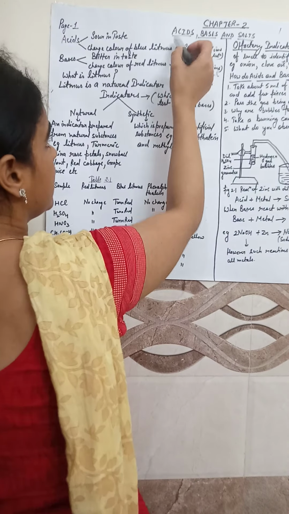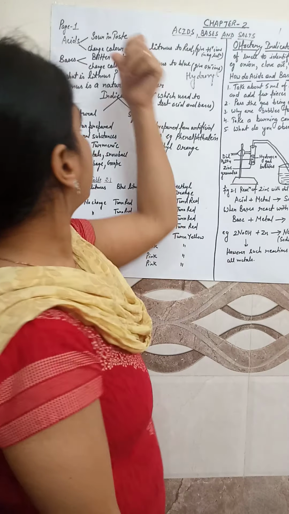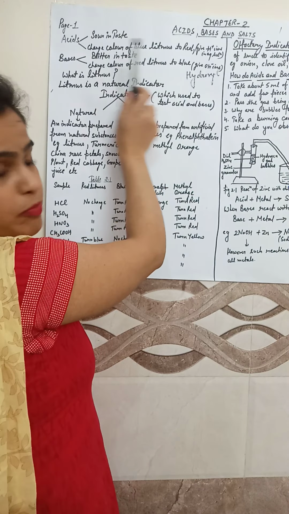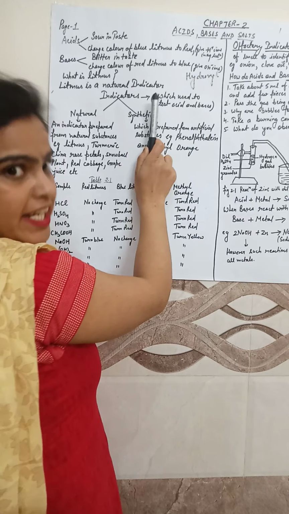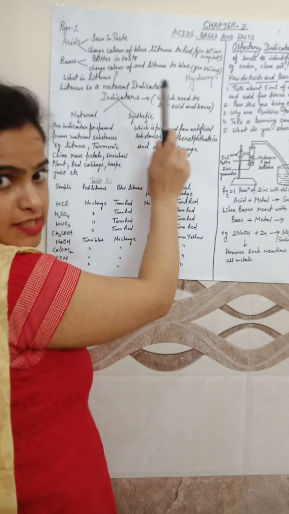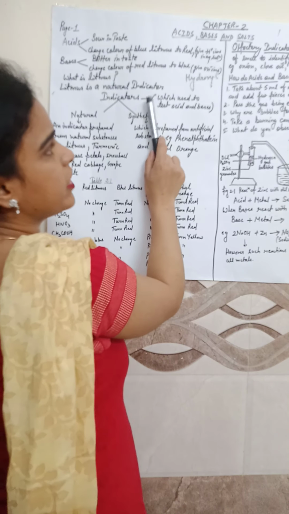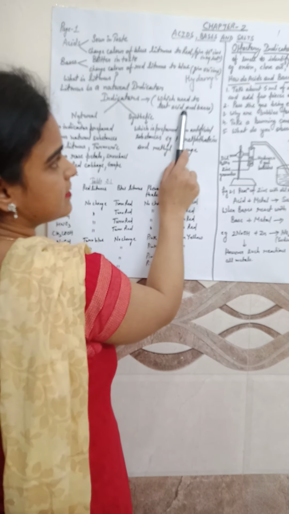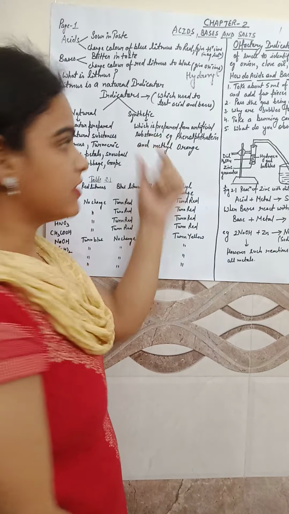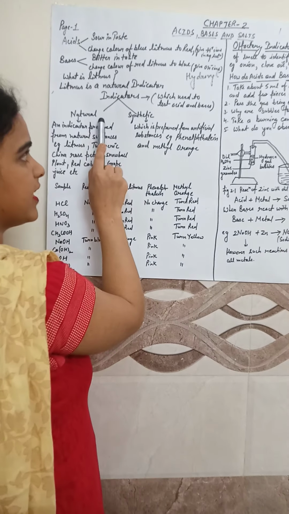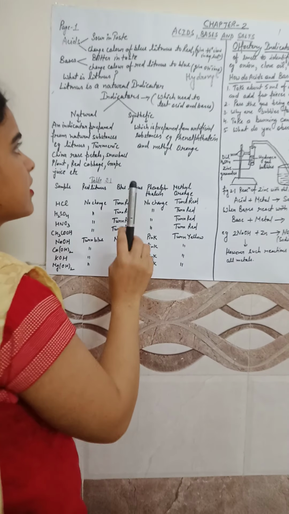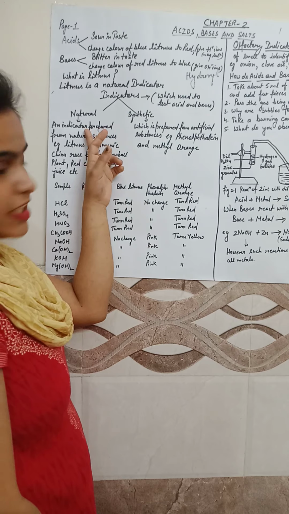Now the next question is, how can you identify whether it is an acid or a base? To identify between acids or bases, we have indicators. Indicators are those which indicate the presence of acid or base, telling us whether it is an acid or a base. Now we have different types of indicators: first is natural indicators, second is synthetic indicators, and the third one is olfactory indicators.